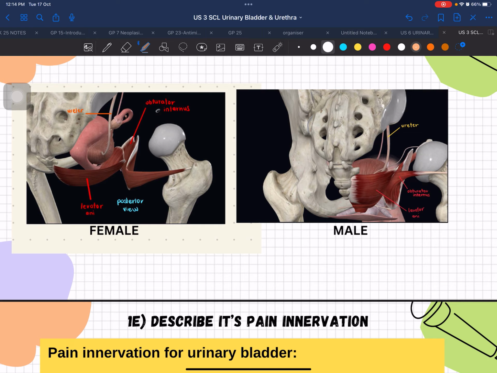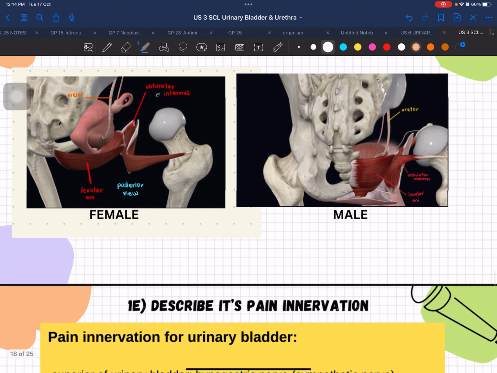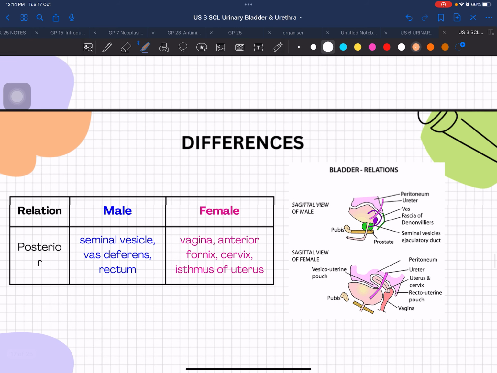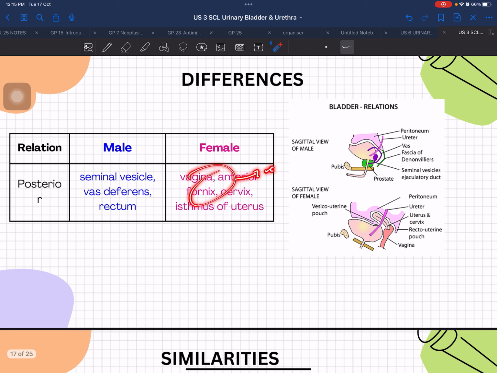Okay, so the differences for male and female is that posteriorly for male, as you can see here, there's the vas deferens here, and then we have the seminal vesicle here, and then we also have the rectum. The rectum is not in this image, but there's a rectum behind the bladder. And then for female, as you can see behind the bladder, there's the vagina.